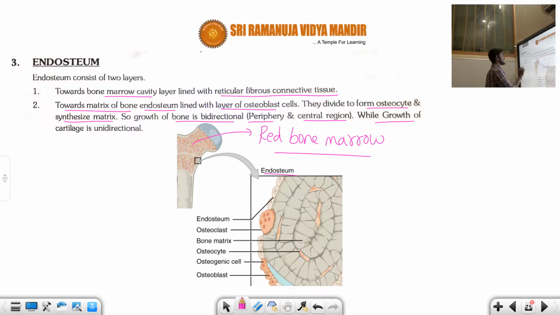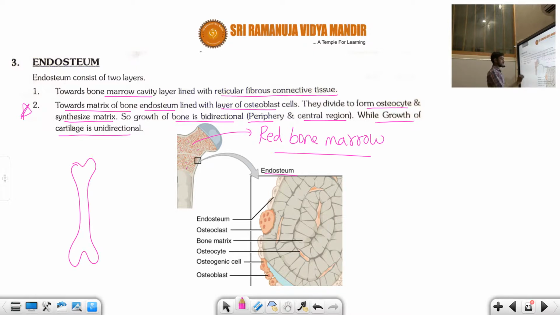Whereas the growth of cartilage is unidirectional. This point is a very important point, students. Growth of our bone is bidirectional. That means, for example, assume this is the peripheral region here and here, and the central region. The central region elongates like this, and the peripheral region also elongates. So it is bidirectional. For example, you can see this.